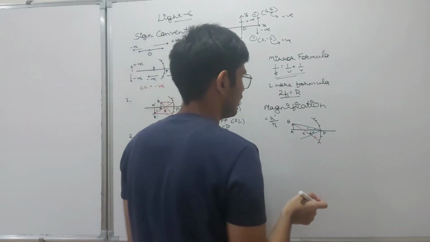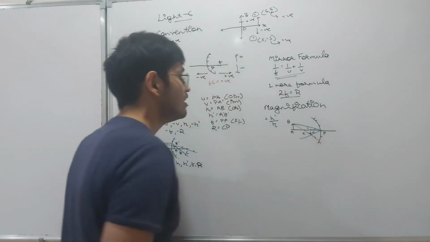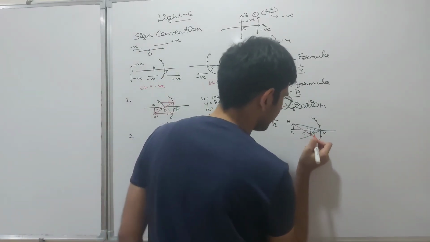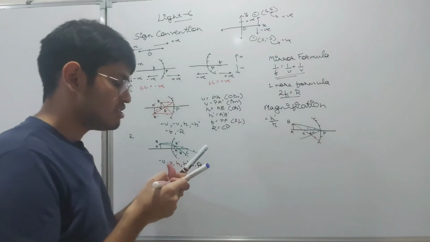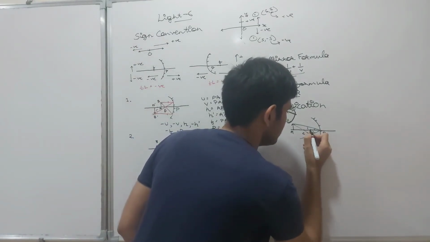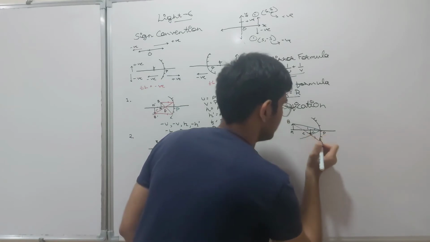Because it retraced its path, you will get a point where the image is formed. This image is formed somewhere like this. This is the image.